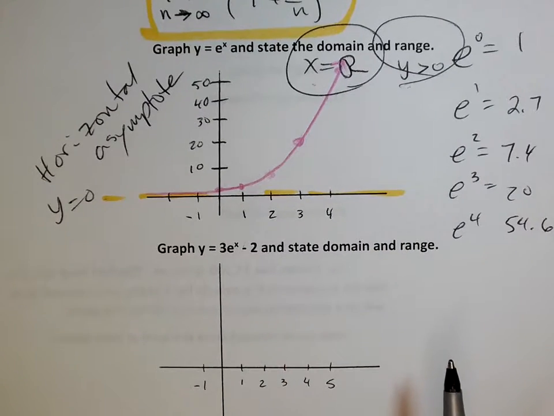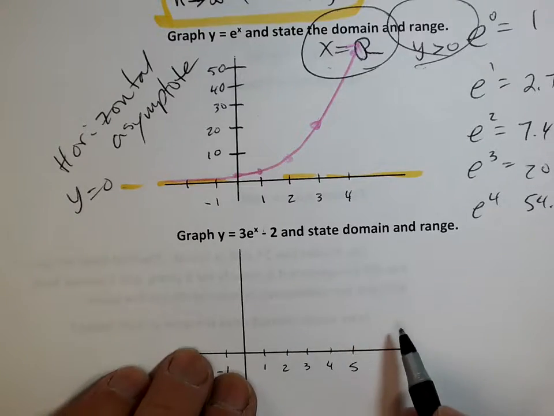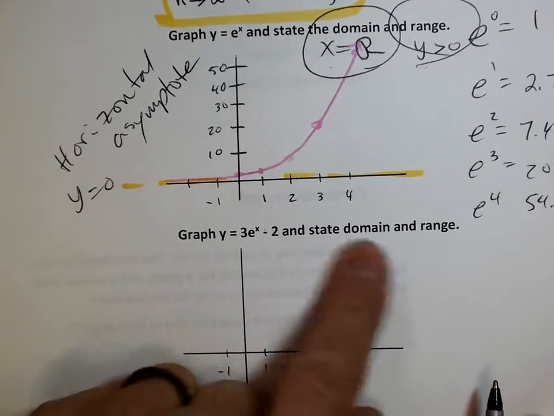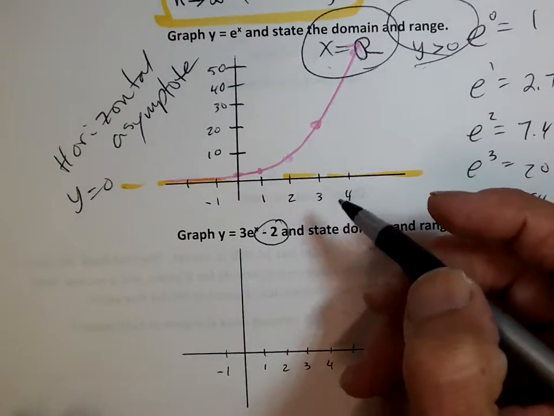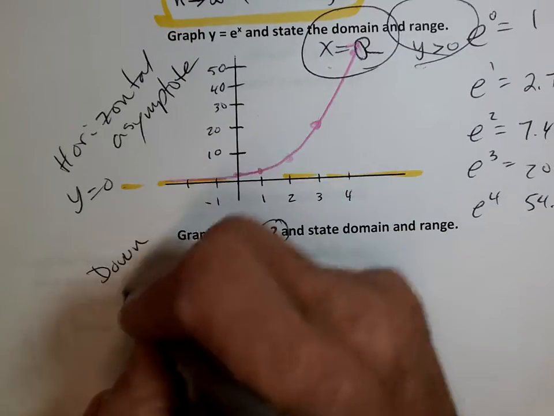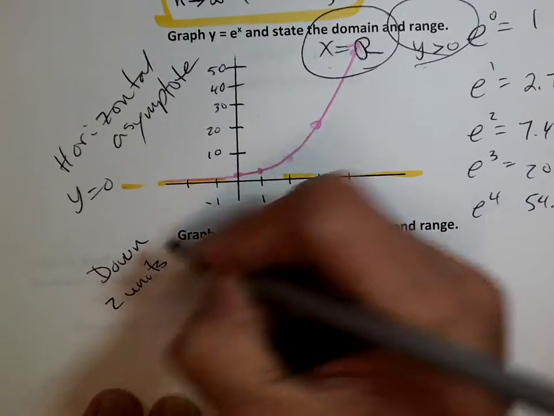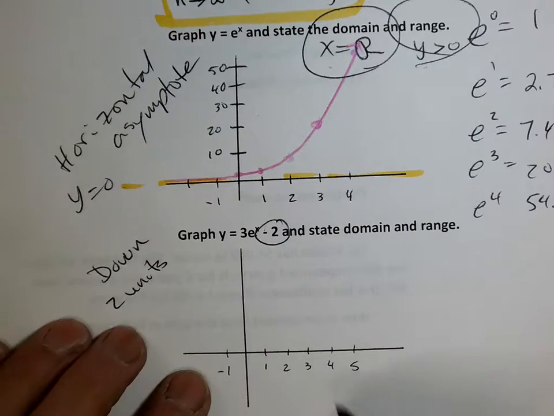Make sense? Now, on example number 2, we've got the exact same graph, but we're going to take everything down 2. So we're going to take it down 2 units, and it's going to be 3 times as tall. Well, that's going to be a little tough to see, but I'm just going to try and draw it a little steeper, okay? As long as we get the general shape, okay?